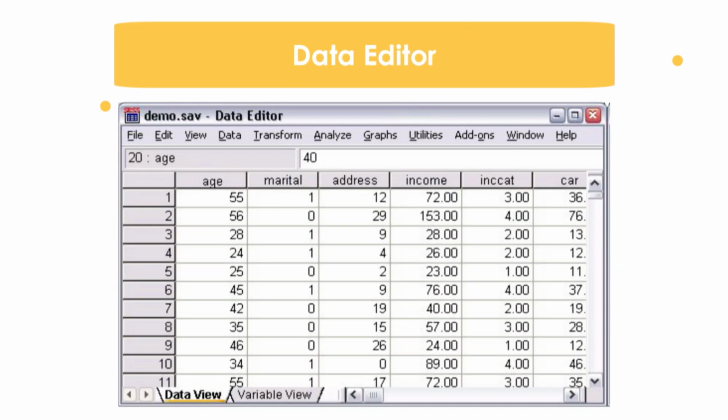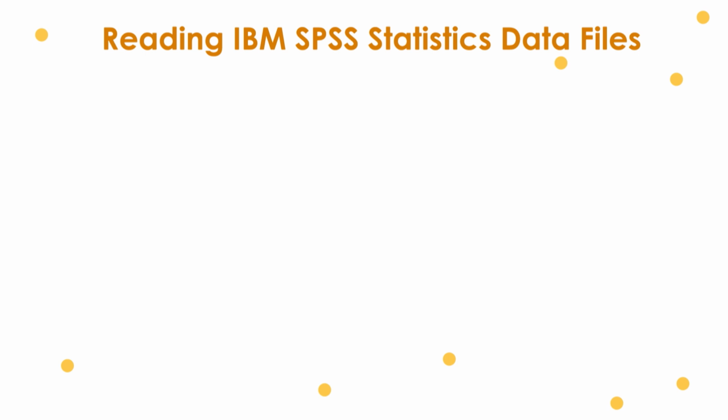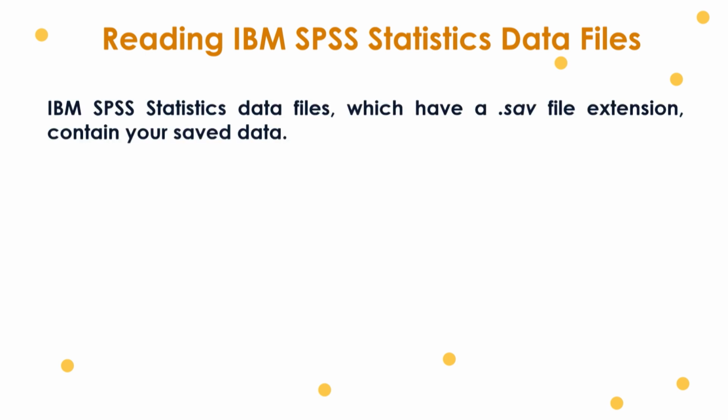So, now you can see here the variables age, marital, address, income and income category, and how the data editor will look in data view. Next, we will be seeing about reading an IBM SPSS Statistics data file.